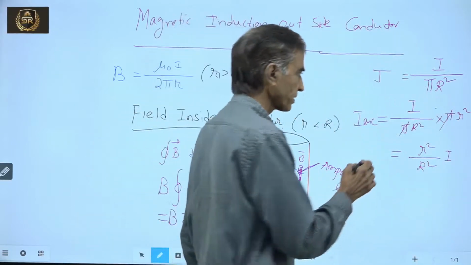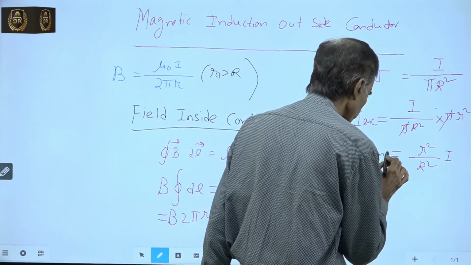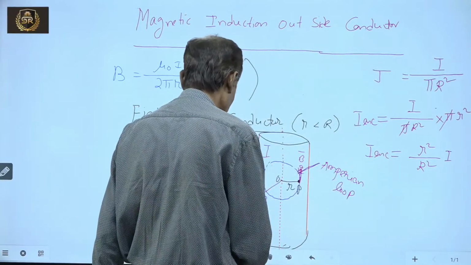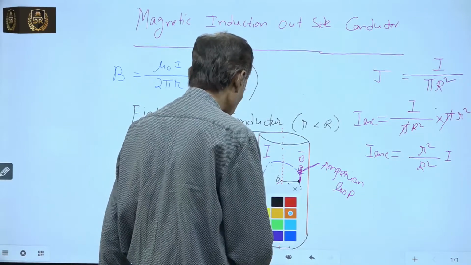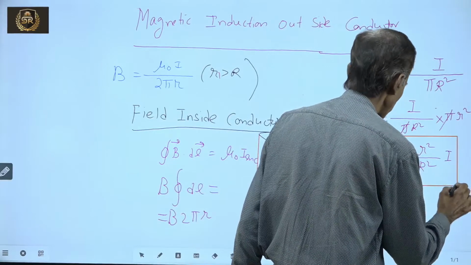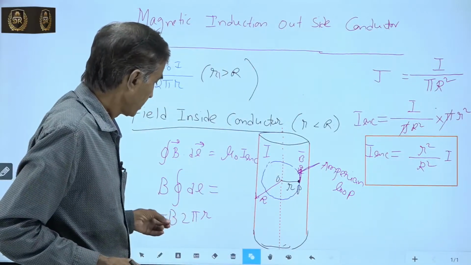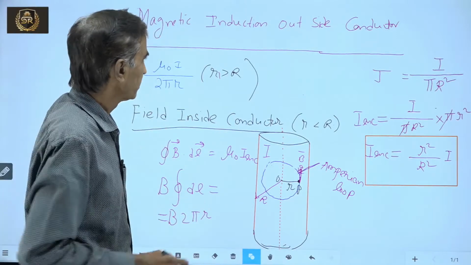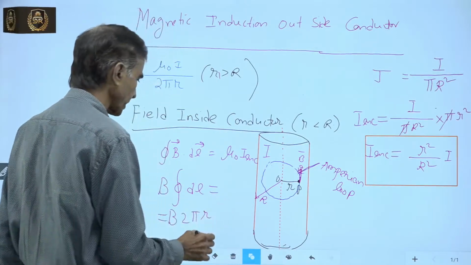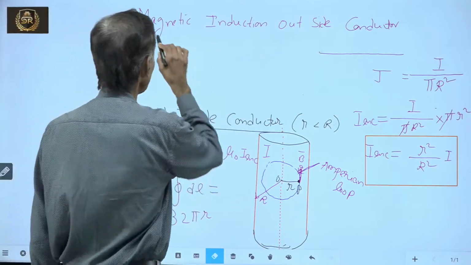Into I. That is our I enclosed. That is the enclosed current. Once we know I enclosed, now we can write B into 2 pi r.